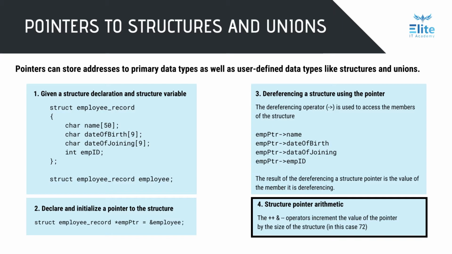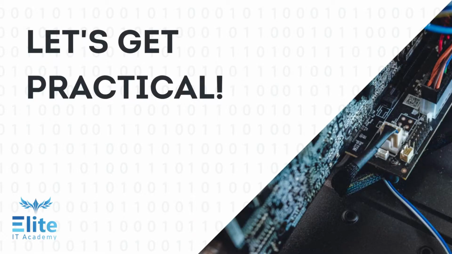The increment and decrement operations will increment or decrement the value of the pointer by the size of the structure. In this case, it is 72 bytes. Let us see how this works in practice.